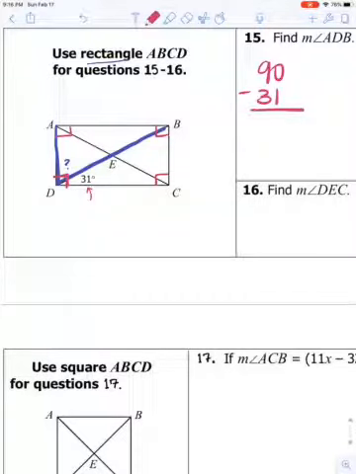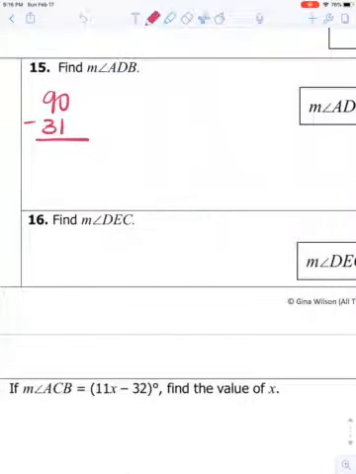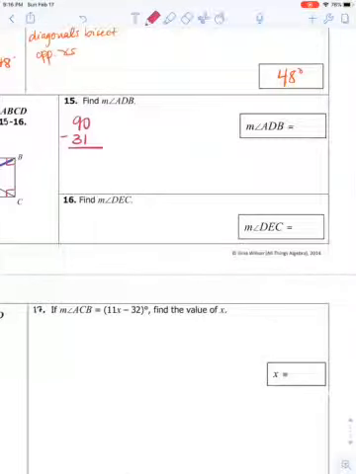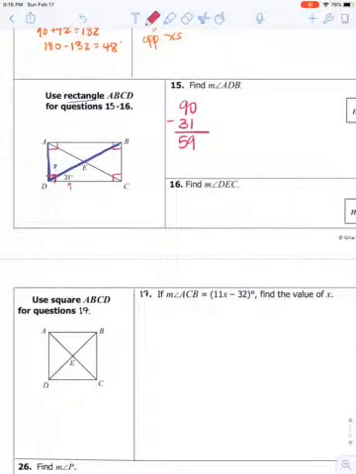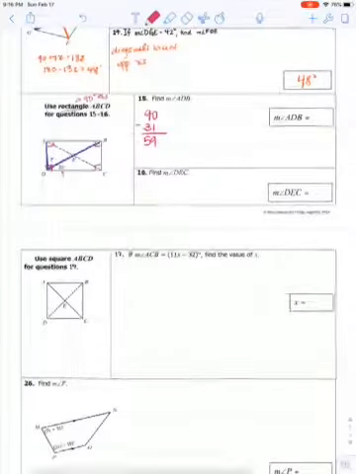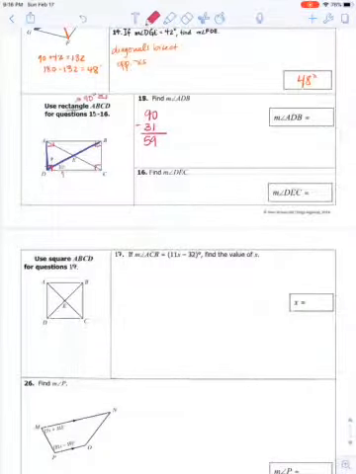Hopefully you got that one right. But I think some people just forgot the very important fact that rectangles have 90-degree angles, I guess. You've been doing all this difficult math stuff that you forgot the simple problems. So that's our answer, 59 degrees. That's all you got to do there.